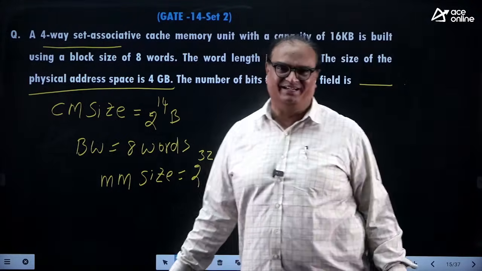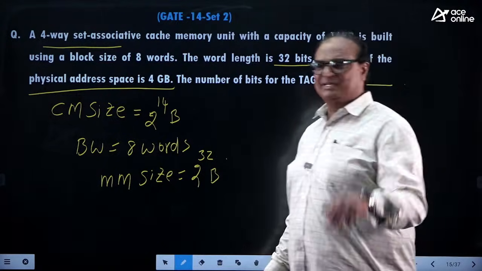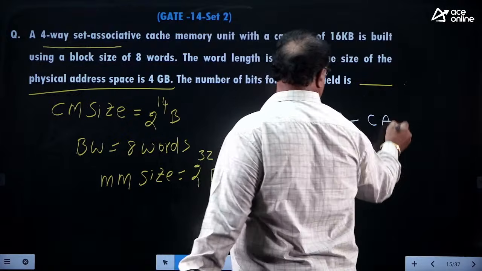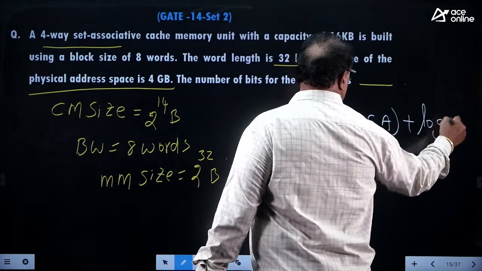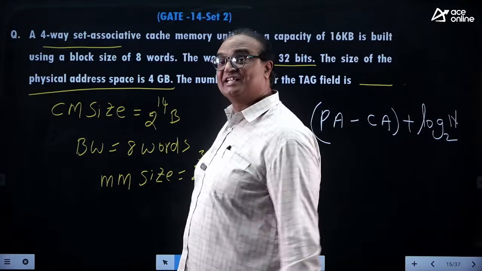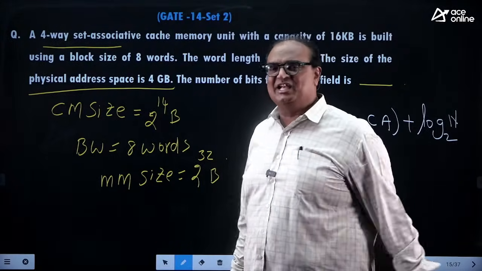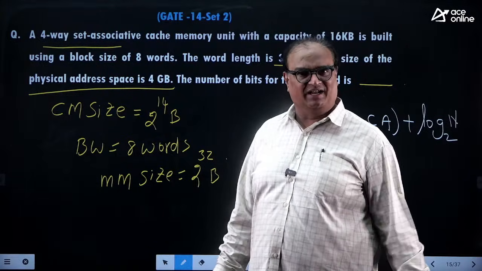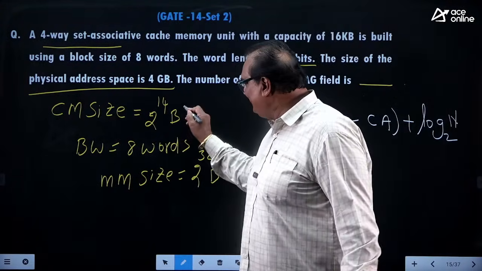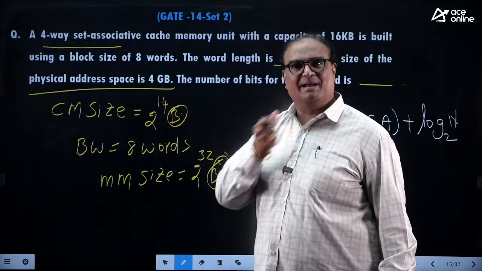Very important statement it is. While computing tag field size, here one expression is there: PA minus CA plus log n. While using this expression, you should take proper care whether main memory and cache memory are expressed in the same units or not. If main memory and cache memory are expressed in same units, means here bytes, here also bytes, no need to consider the word size and remaining parameters.